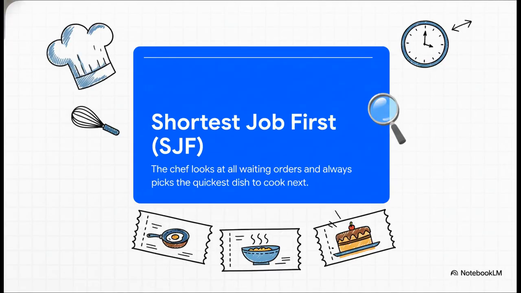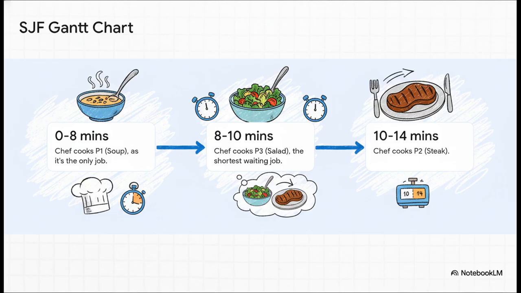Okay, but what if our chef decided to prioritize speed over fairness? Well, that brings us to our second strategy: shortest job first. With this rule, whenever the chef is free, they scan all the waiting orders and they pick the one that's going to take the least amount of time to finish. It's all about efficiency. Let's see how this changes the game.